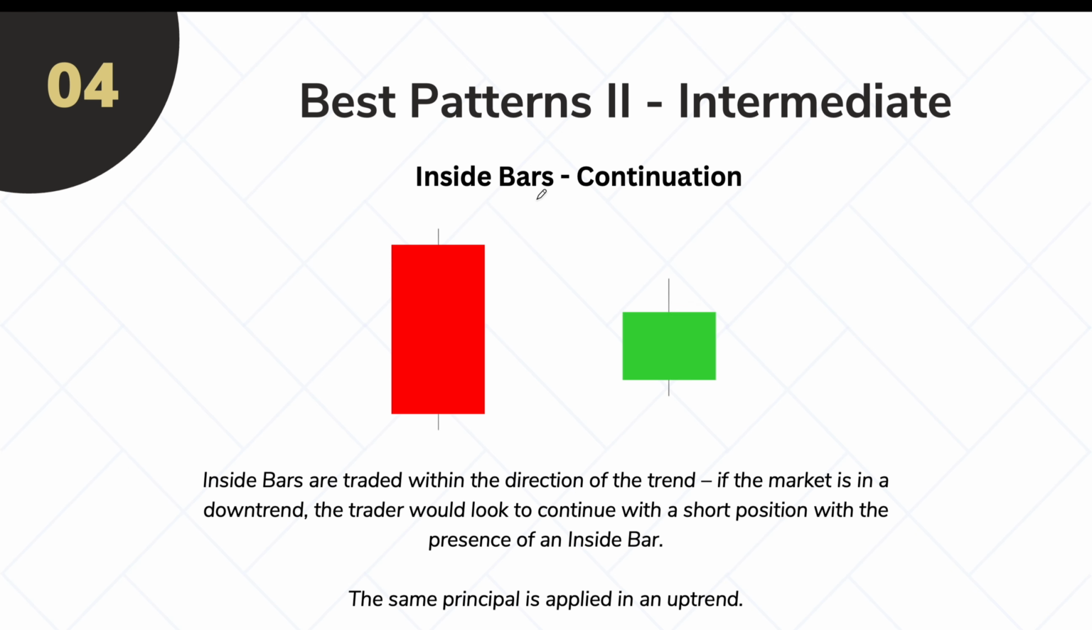Now let's talk about inside bars, and this is a continuation pattern. Inside bars are traded within the direction of the trend. If the market is in a downtrend, the trader would look to continue with a short position, so going lower, with the presence of an inside bar. Of course, vice versa for an uptrend.